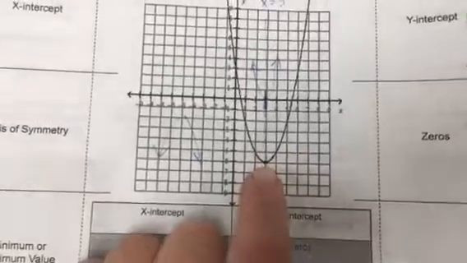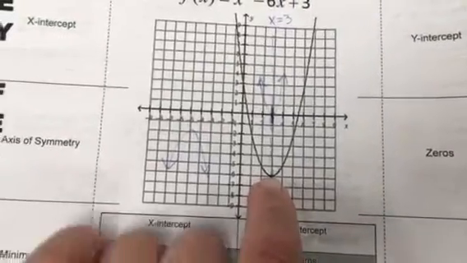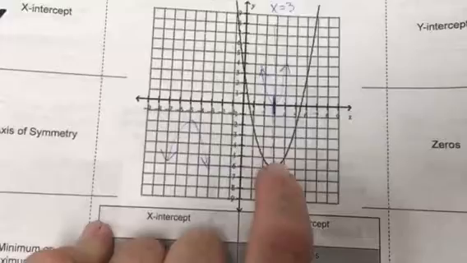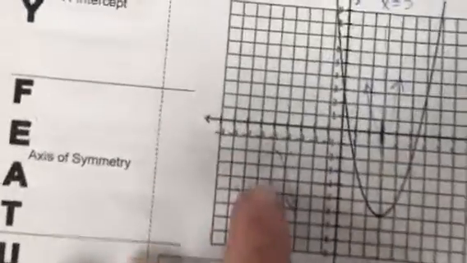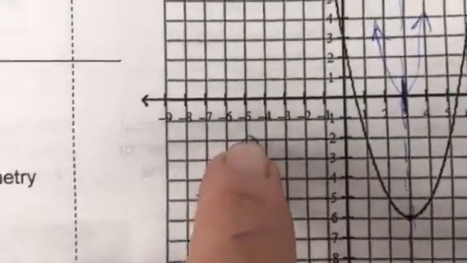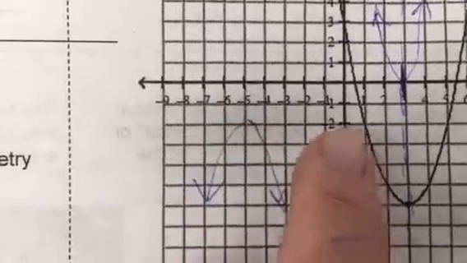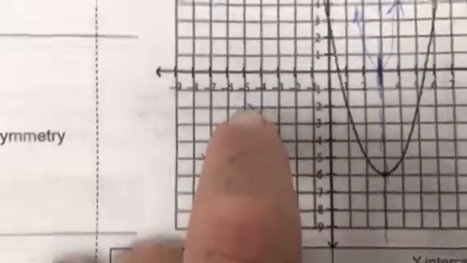Next, we have the vertex. And as I was just talking about, the vertex is the highest or lowest point of the graph. Here it would be this lowest point, whatever the coordinates were. So it'd be like 3 and 6. Here would be the highest point of this graph. So it'd be -5 and -2 would be the ordered pair of this vertex.